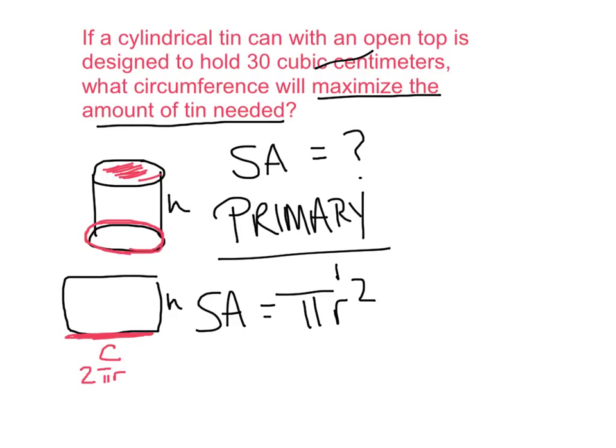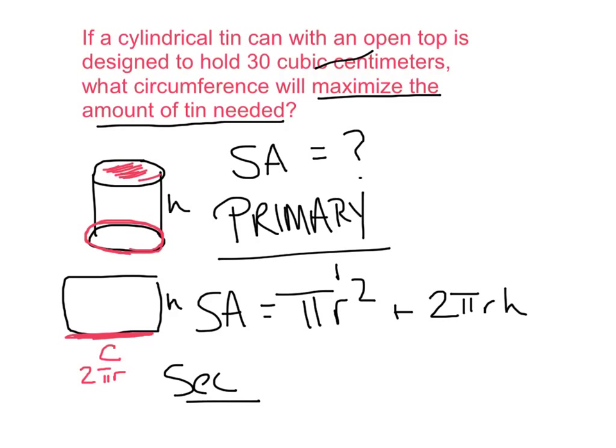So the area of the soup label, so to speak, the outside of this tin can, is base times height, so 2 pi r h. So this represents my primary equation. Now it would be really nice if I was in terms of one variable, but I'm not. I have this stinking h at the end, so that means I have to have a secondary equation. So let's slow down and go get our secondary equation.